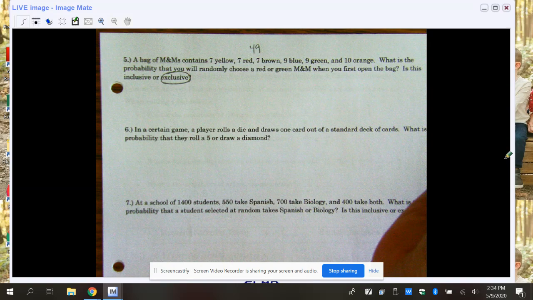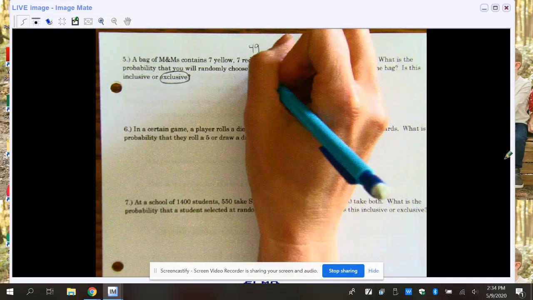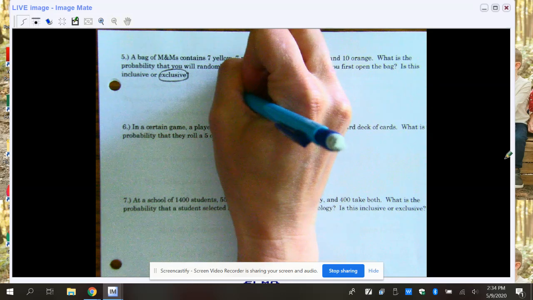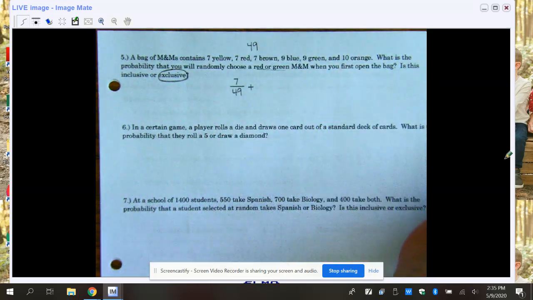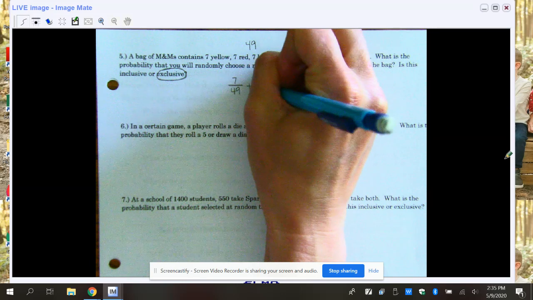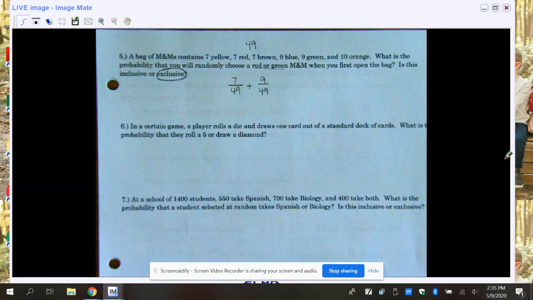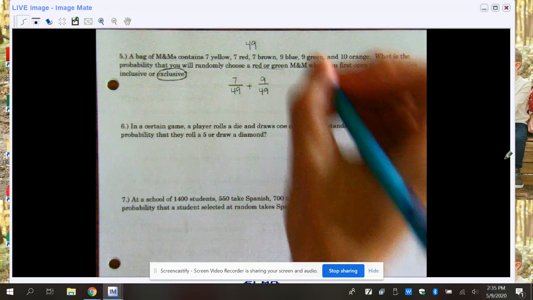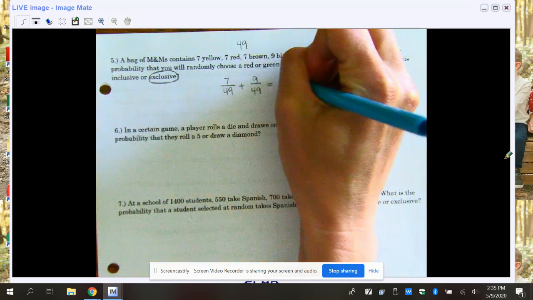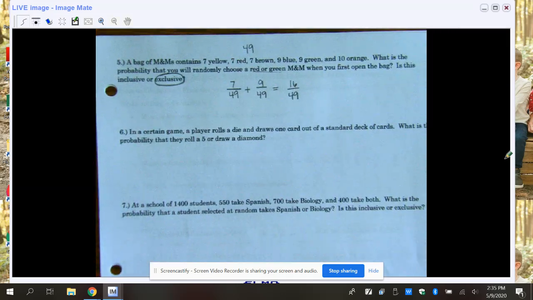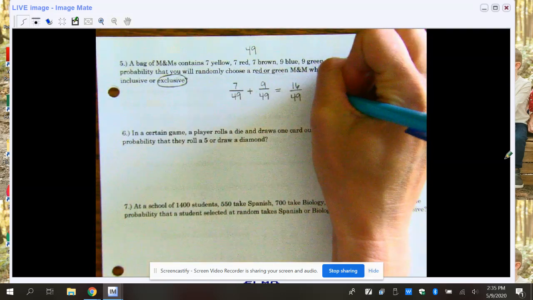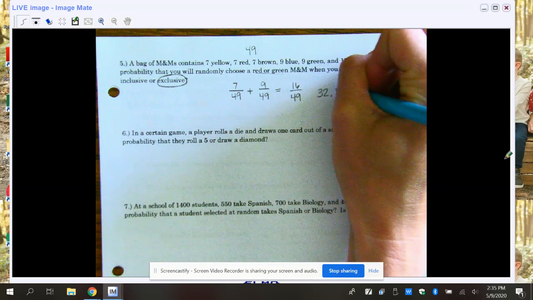So I have, what am I looking at again, red or green? All right, so I've got 7 out of 49 M&Ms that are red. I've got 9 out of 49 M&Ms that are green. And I don't have to subtract anything because I'm just looking at one draw. So in the bag, I have a total of 49 M&Ms. 7 are reds, 9 are green. So that means that I have a 16 in 49 chance that my M&M is going to be one of those colors. So that would be 32.7%.